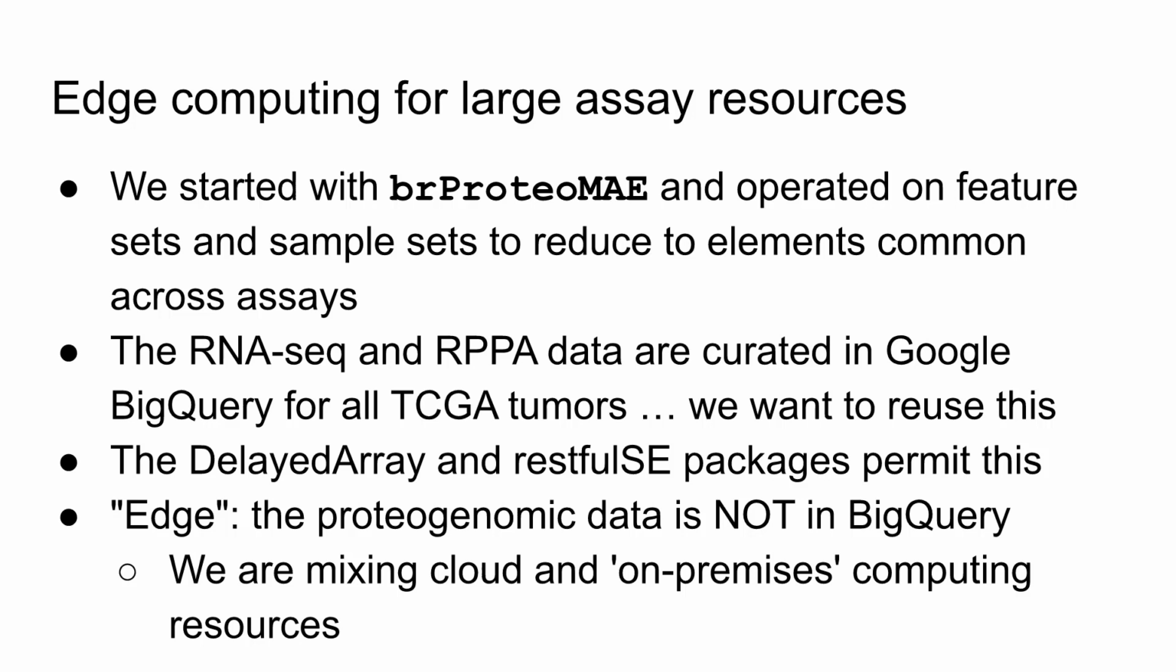There's a lot of skepticism that should be in place. You should require tests and so forth of these operations. But this is where we're going to go. The RNA-seq and the RPPA data are in Google BigQuery for all TCGA tumors. That's a nice thing, because if I've solved some problem for one tumor, I just have to make a simple change. I change the code, the so-called acronym, and I get all the data for other tumors. The things that are doing this are infrastructure packages called DelayedArray and RESTfulSE, and that's what allows us to work at the edge.